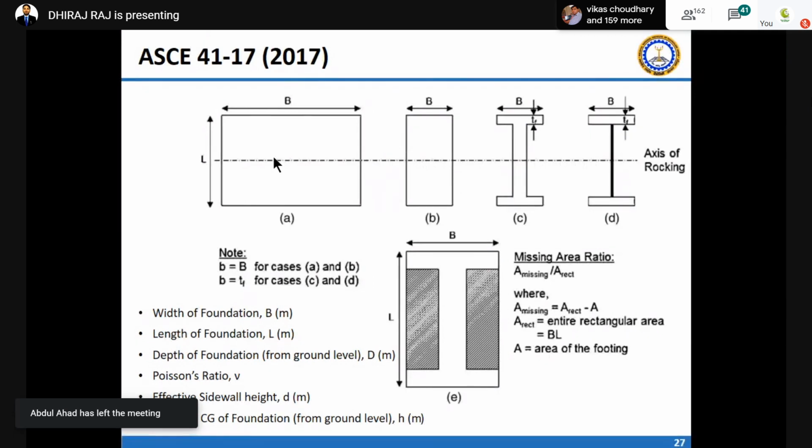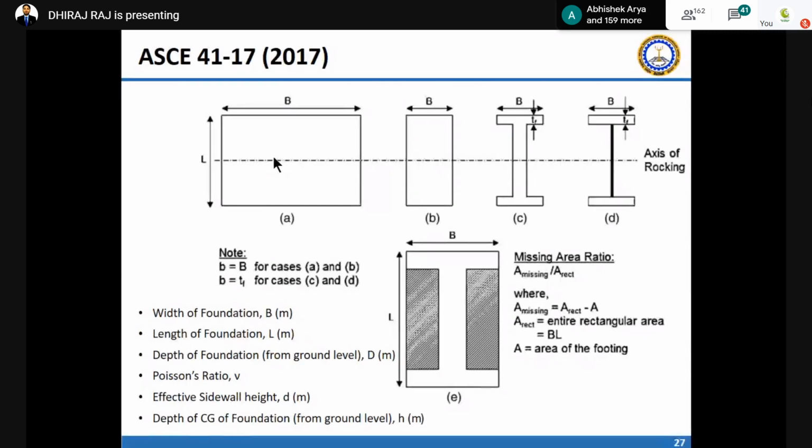Apart from that, your foundation is not always rectangular. So we are generally using arbitrary shapes of foundation in any project. How to come up with the solution for the missing area correction and something like that? These formulas are there. I'll show you all the examples of how to use them.